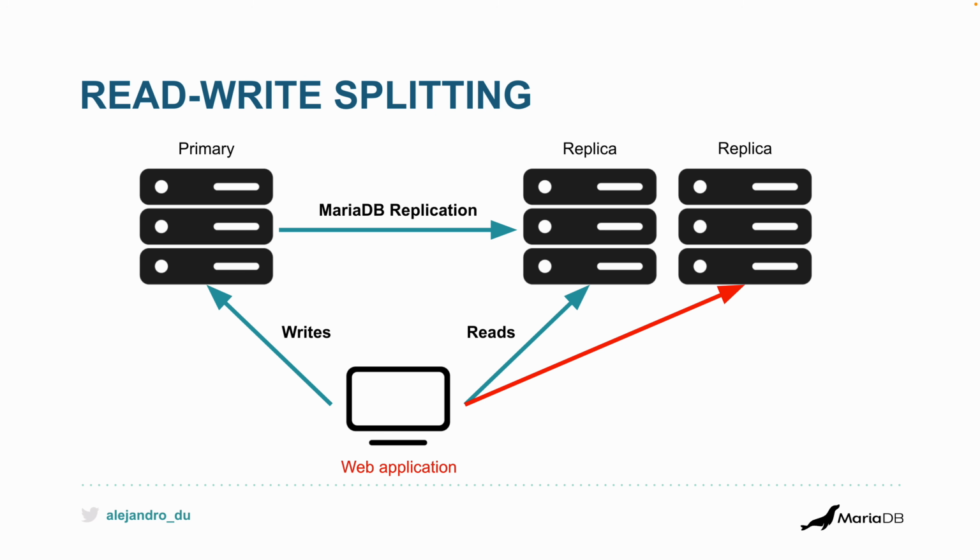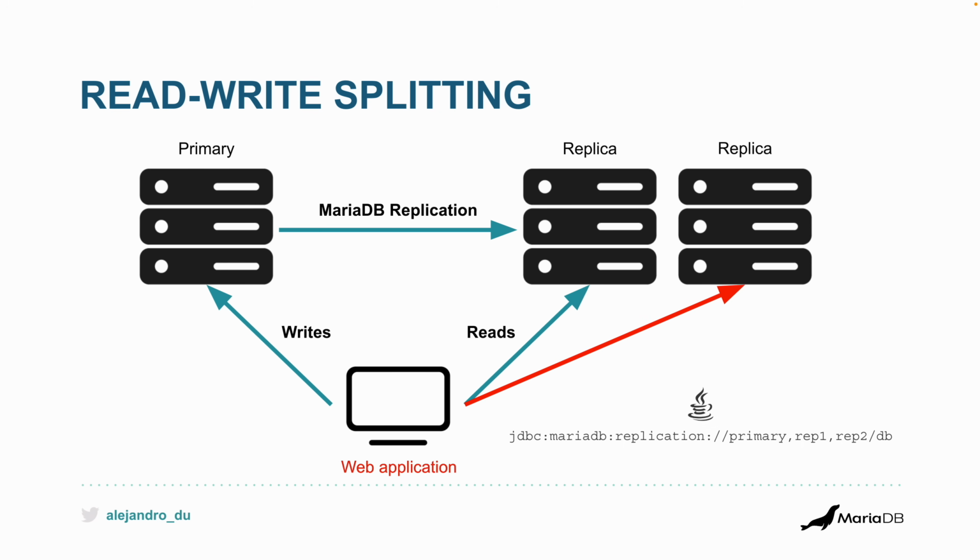Now I put this arrow here in red for a reason, because when you add a replica or remove a replica, you need to reconfigure the web application. Or maybe it could be even worse. You will maybe have to implement the load balancing. Or if you want some kind of dynamic configuration there, then you will have to implement that in the web application. That's code that you have to maintain.